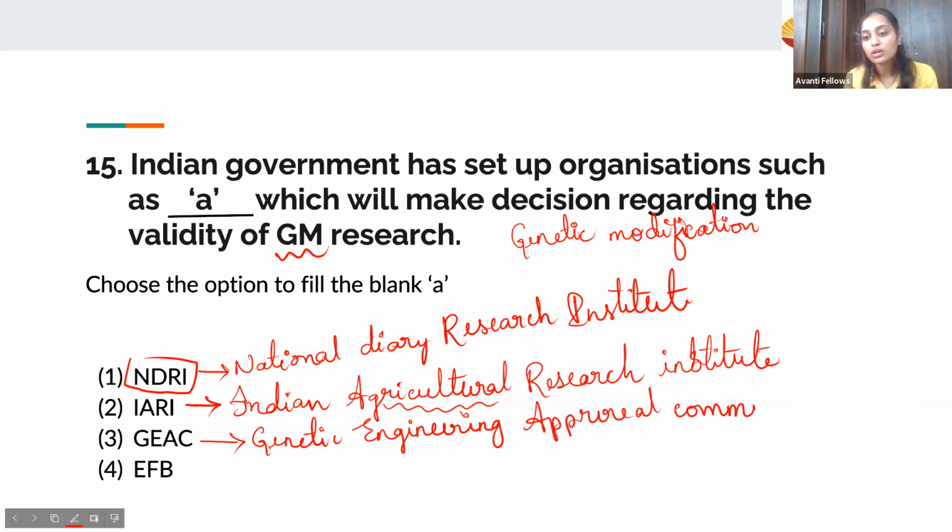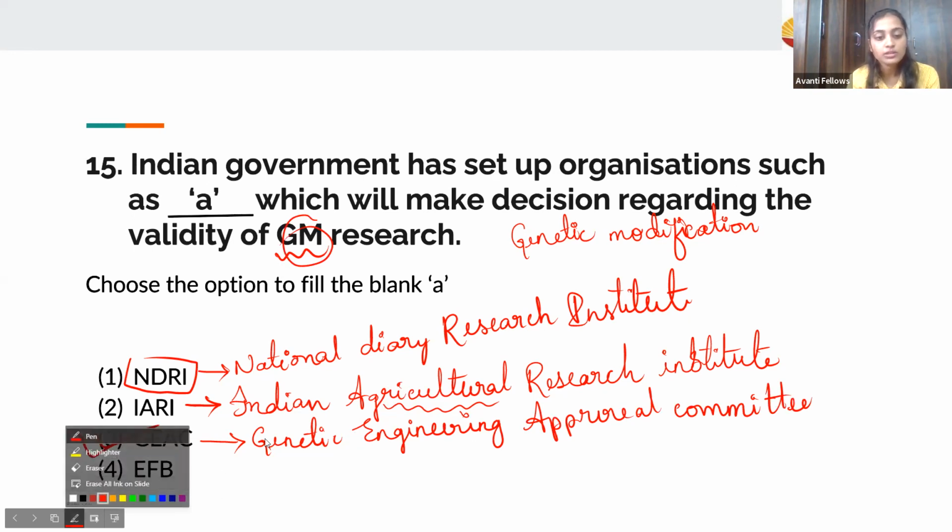Approval committee, which is an Indian government organization which makes the decision regarding genetic modification. So then what is EFB? EFB is nothing but the European Federation of Biotechnology.